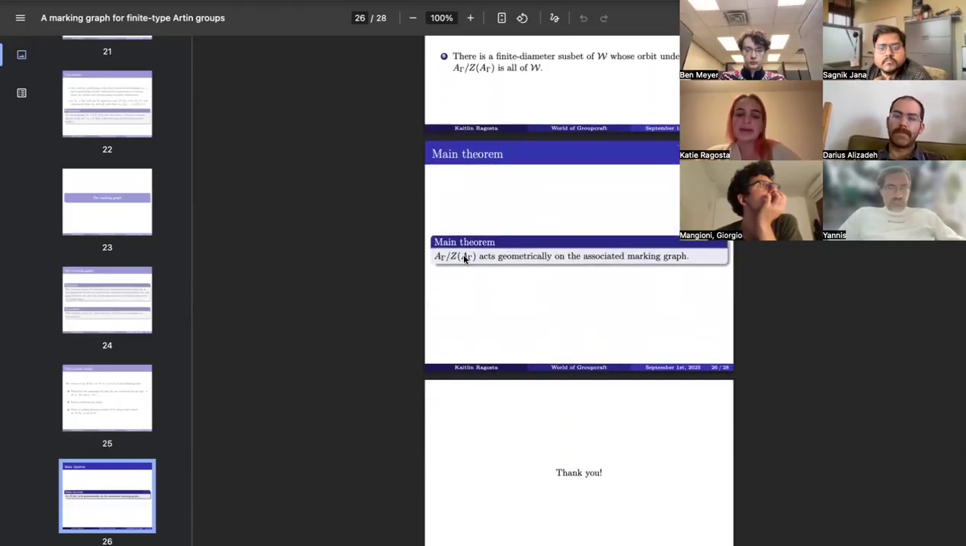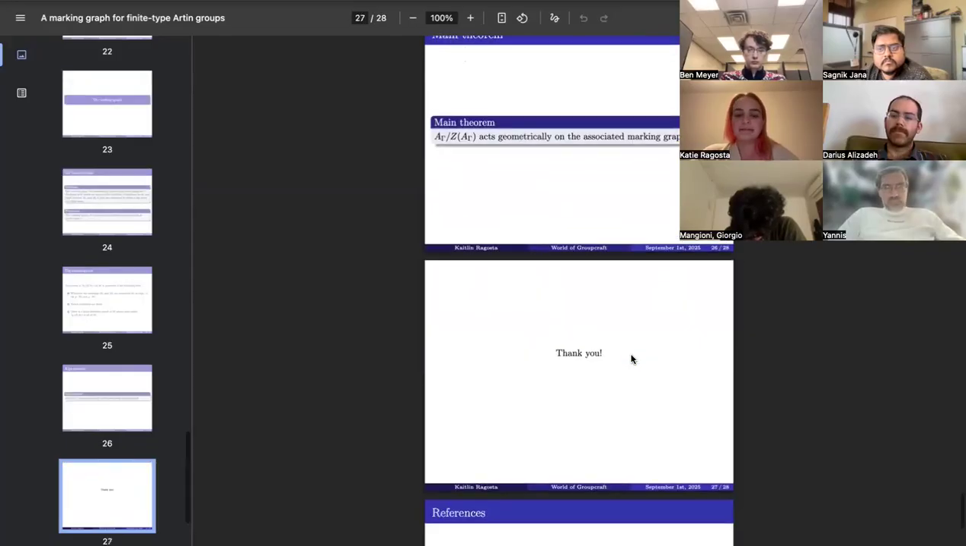So the main theorem is that the Artin group modulo its center acts geometrically on the associated marking graph, the same way that a mapping class group acts geometrically on its associated marking graph. That's it. Thank you.